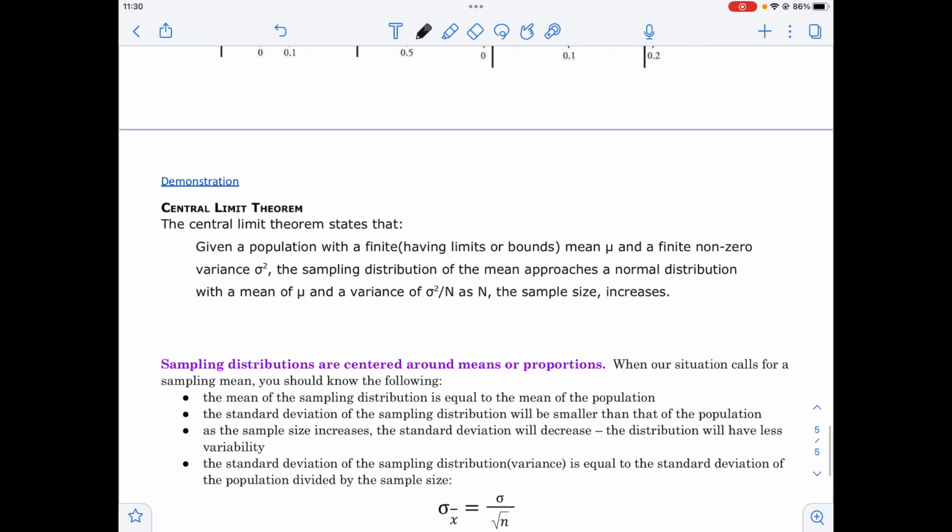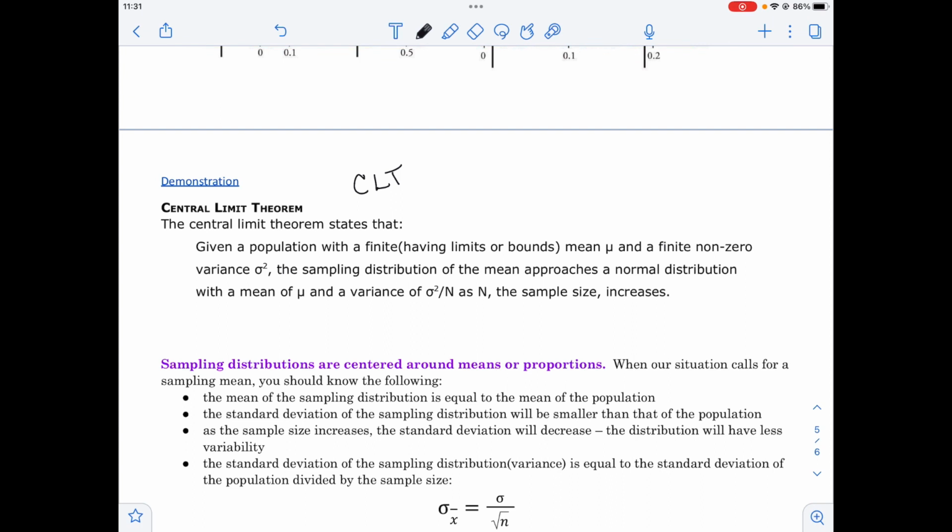So seeing that that happens leads to a theorem called the central limit theorem, which can be abbreviated as CLT. And this is an advanced AP concept. It's just saying that when you're given a mean that's finite, which means it has bounds and limits, and you're given a non-zero variance that is clear, like a standard deviation of 2 or 0.5 or whatever, and we take these samples over and over, the larger we get with our sample size, the standard deviation will decrease. That's all it's saying, just what we just showed in the demonstration.